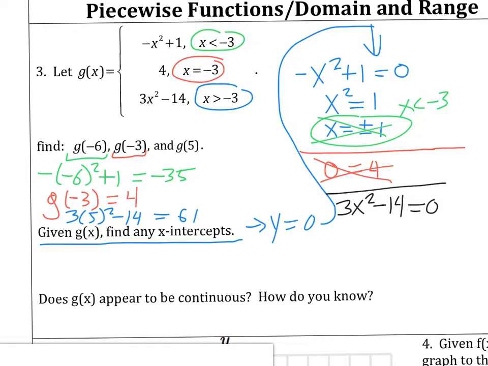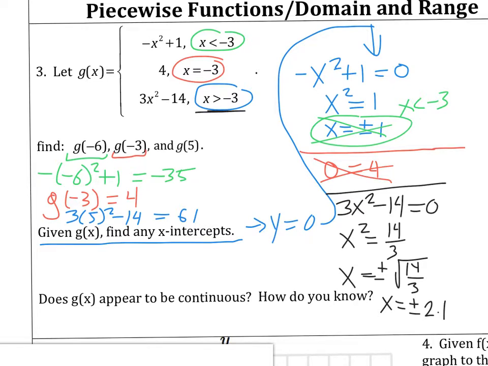So 3x squared minus 14 is equal to 0. I might say that x squared is equal to 14 over 3, and x is equal to plus or minus the square root of 14 over 3. If you don't have the square root of 14 over 3 memorized, then you might throw that on a calculator and get there. We're looking at plus or minus about 2.1. Since those are both bigger than negative 3, those are our two x-intercepts.